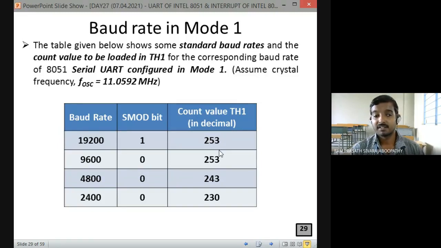Correct? That's why we are doing like that. So maximum value 255 plus 1 gives 256 minus desired count. So what we have mentioned here is the desired count, sorry, the count value to be loaded. If you load this count value, automatically that counting will get generated.